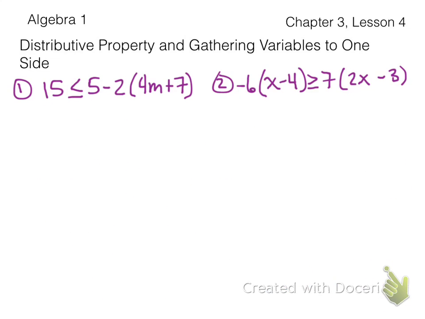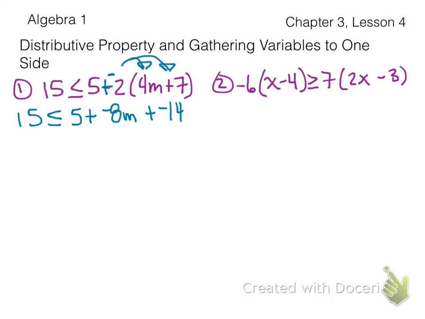Alrighty, last slide already. I told you guys this would be easy. Distributive property and gathering variables. Again, this is all stuff that you've done with equations. You're just now doing it with an inequality, which is why I'm going kind of fast. So for the first problem, I'm going to go ahead and add the opposite, so that now I'm distributing a negative 2. So I have 15 is less than or equal to 5 plus negative 2 times 4m is going to be negative 8m plus negative 2 times 7 is negative 14.